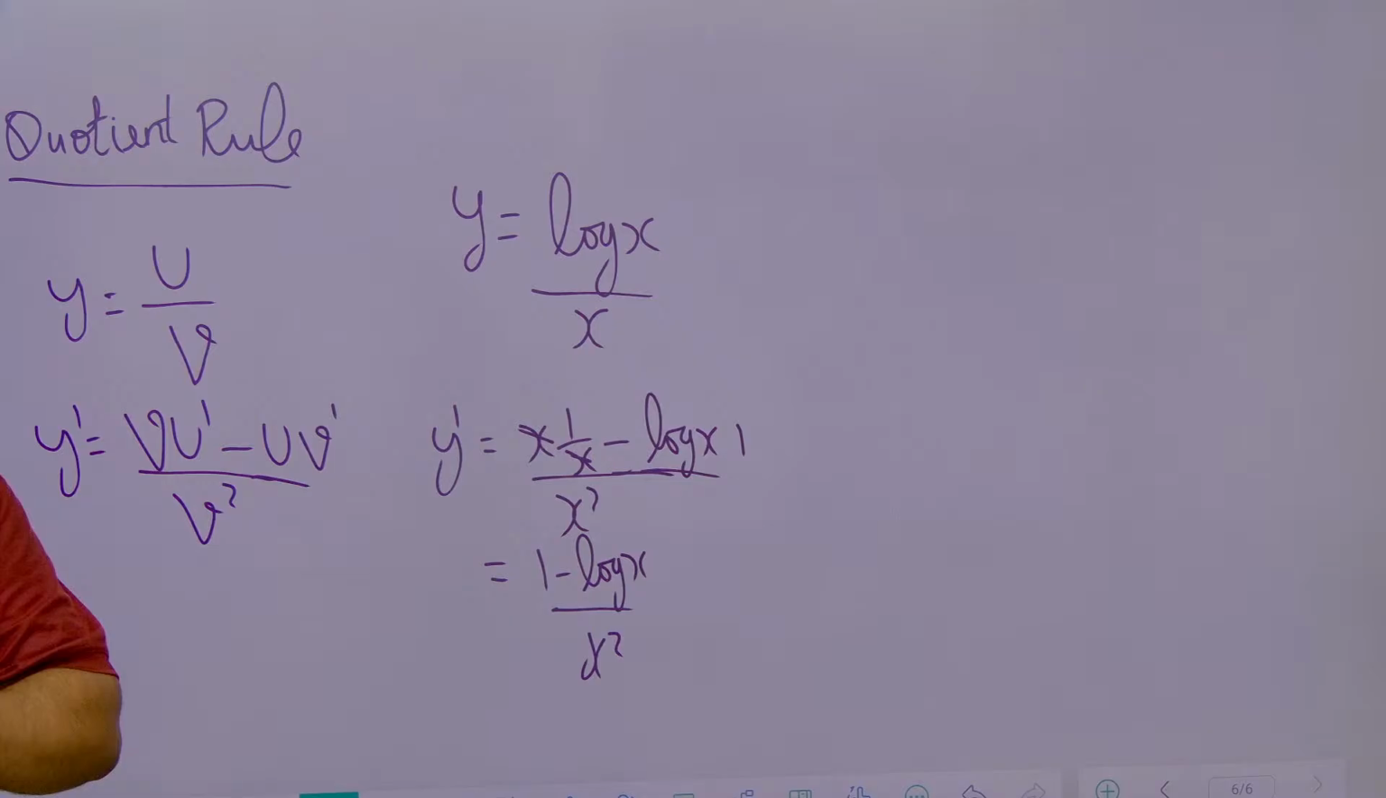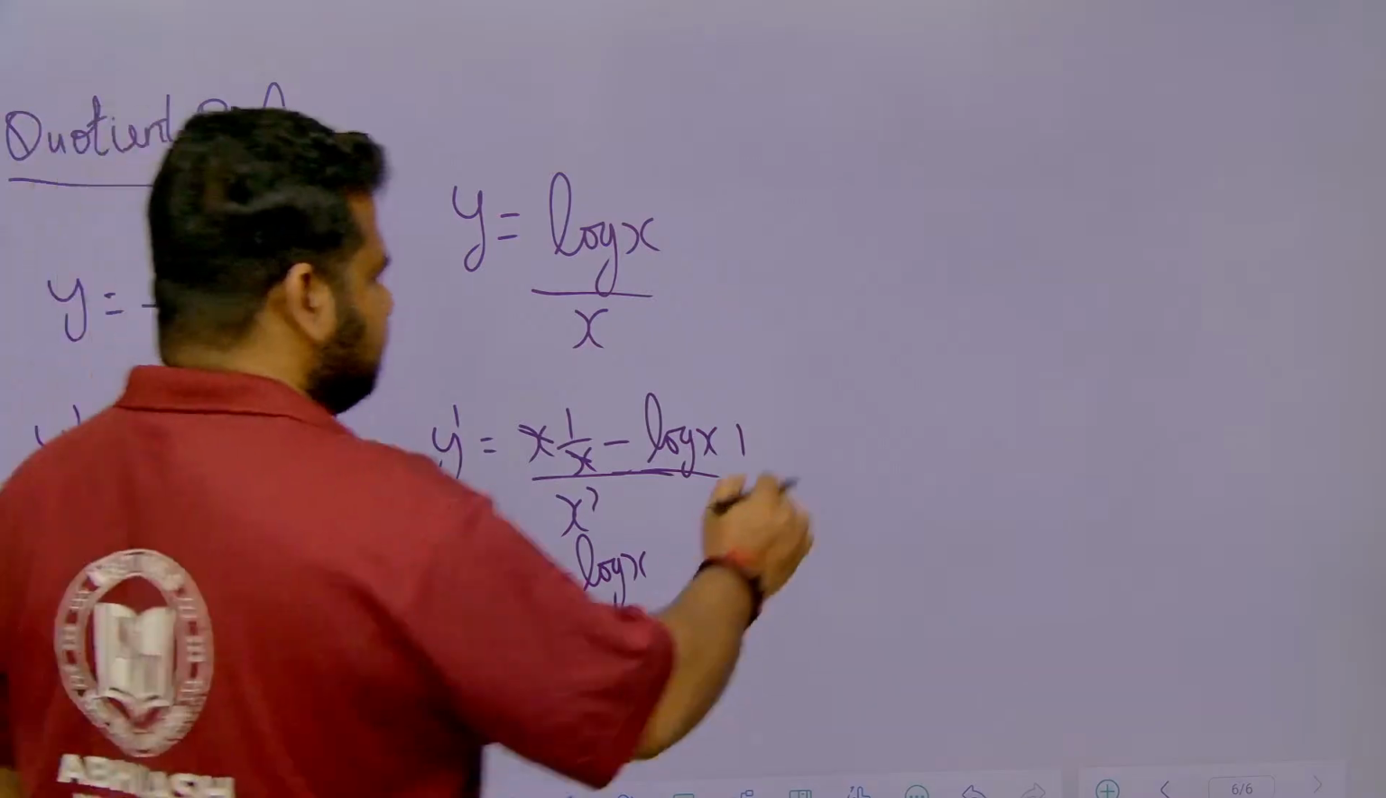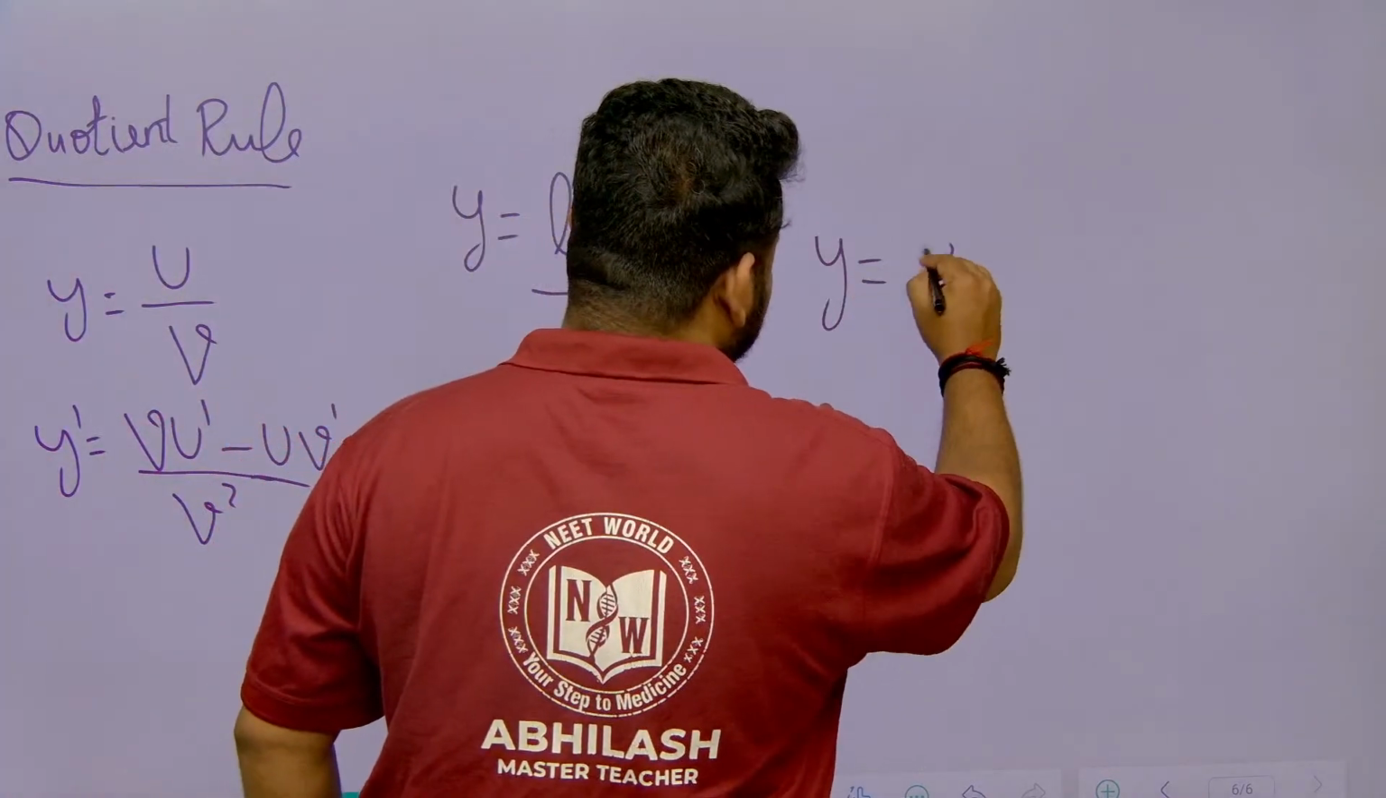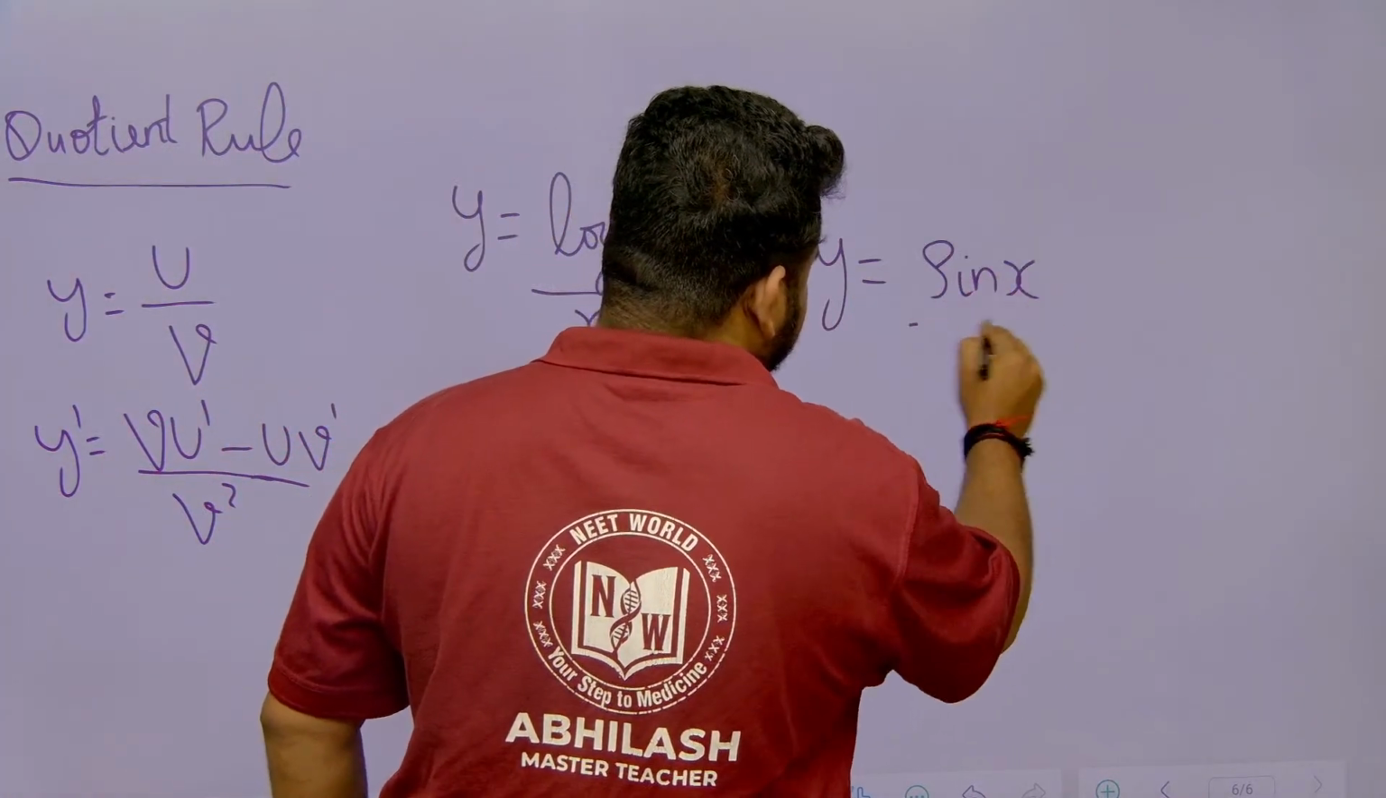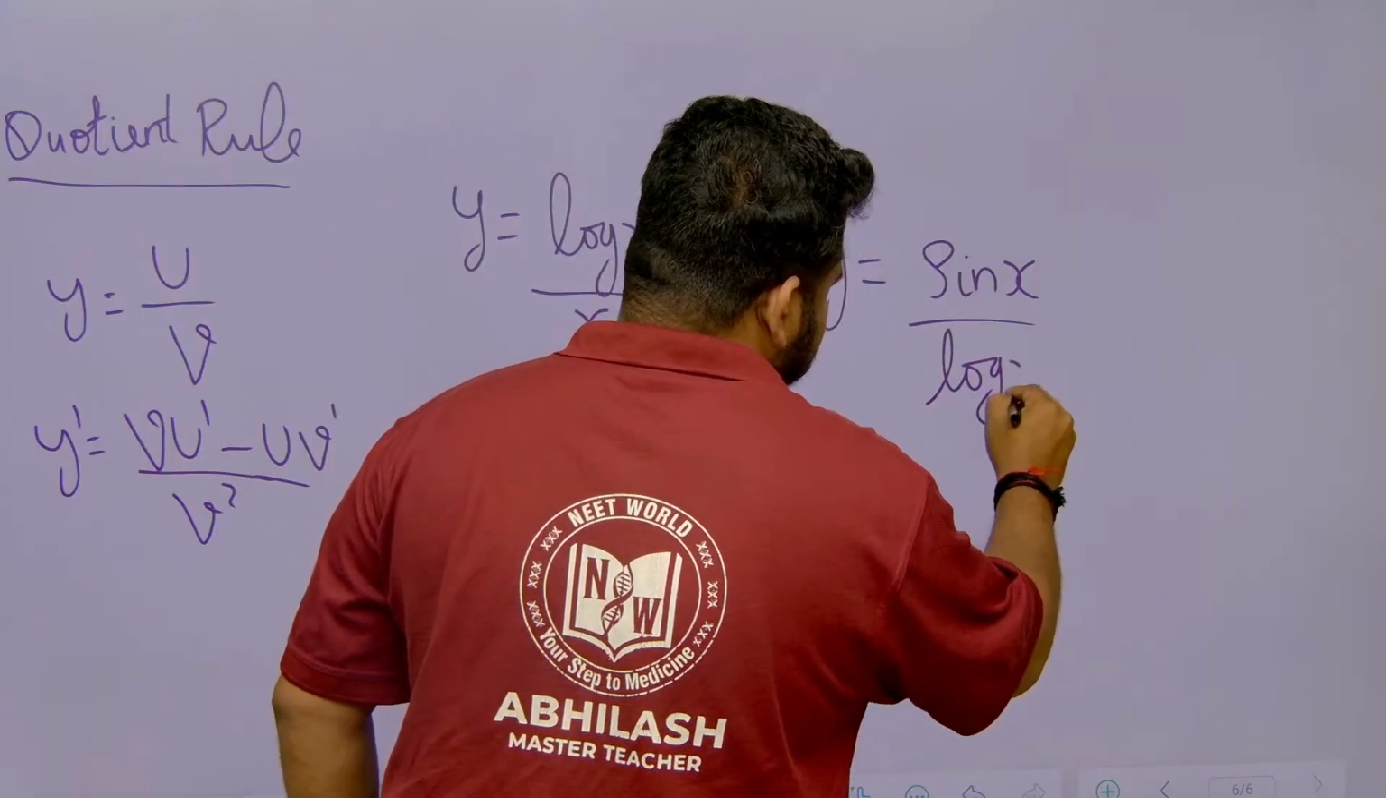First you do the denominator square. Take the denominator up, keep it as it is, differentiate the numerator. Minus numerator, keep it as it is, differentiate the denominator. Got it? Simple. So some more functions. y is equal to sin x by log x. All of you try this.